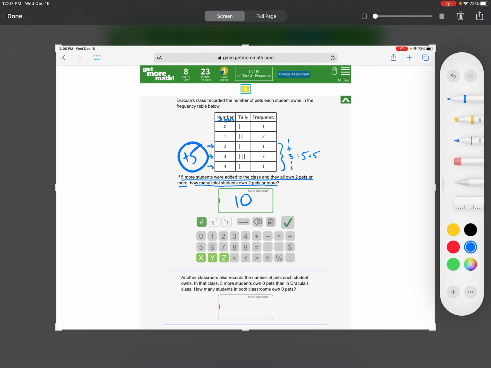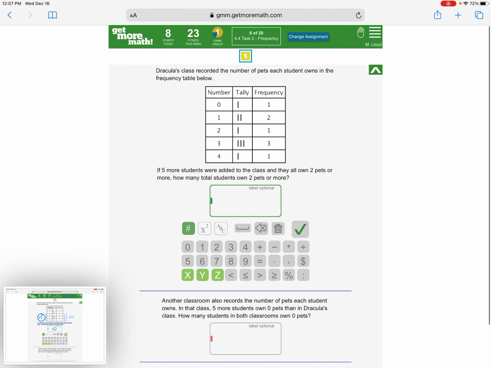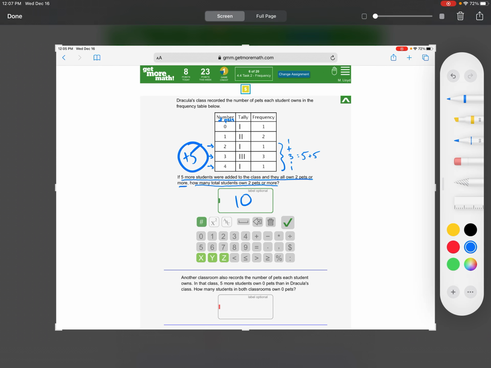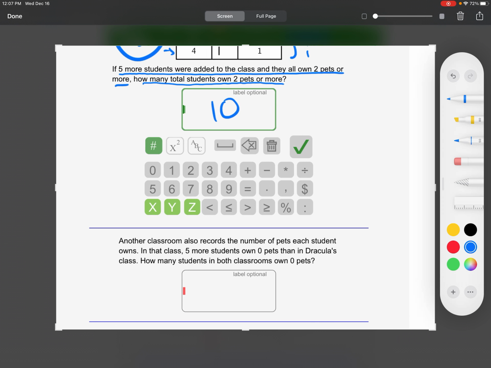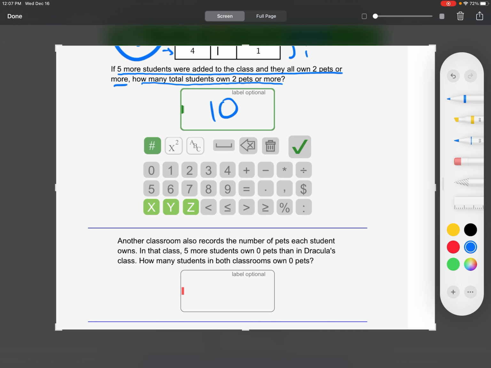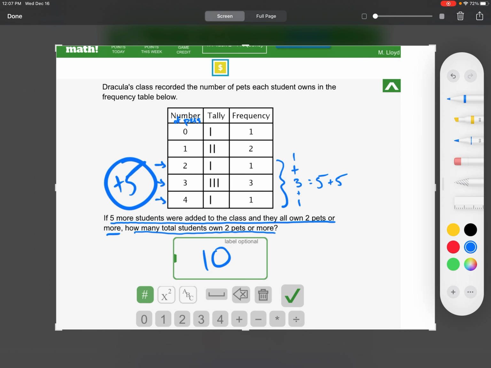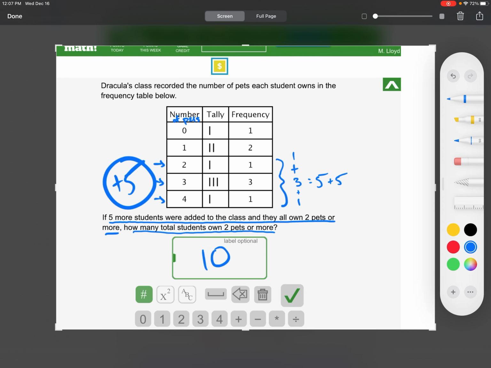So I have a second part of the question, so I'm going to go type in my 10 first. I might lose it if I clear it out, so I'll keep that on there and I'll type it later. Now it says, another classroom also records the number of pets each student owns. Okay, so we have another alternate setting. So I'm going to grab my eraser tool and get rid of this because I need a column, like I did when I was dealing with Andrea and her friend. So I'm going to make a new column, and this is just going to be called, really creatively here, other class.